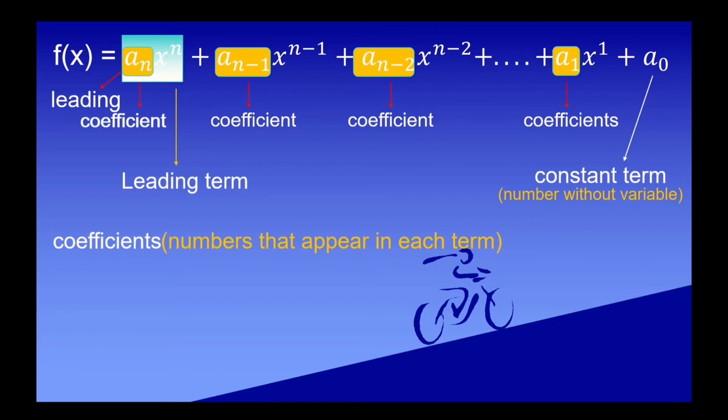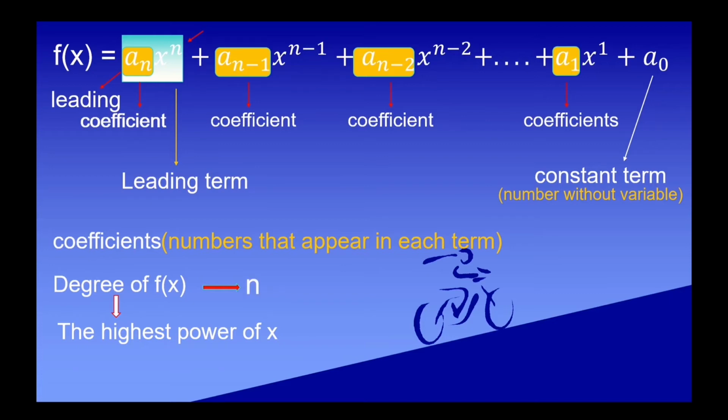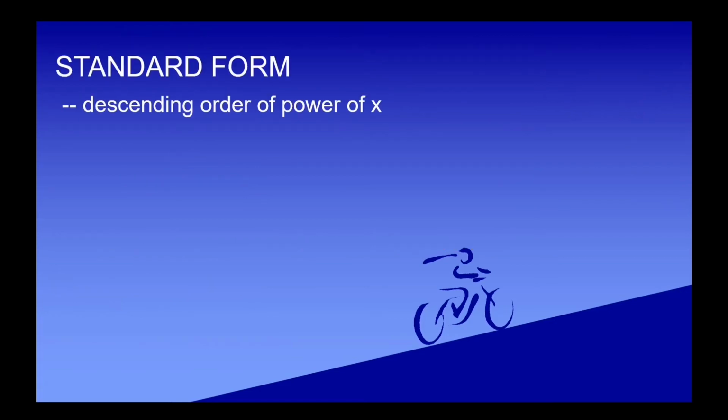If you want to find the degree of f(x), the function of x, we can determine the highest power of x, or the exponent of x. That would be determined in our leading term. The exponent here is n, and it is the highest power of x. Writing the terms in decreasing, descending order of power of x is called standard form.